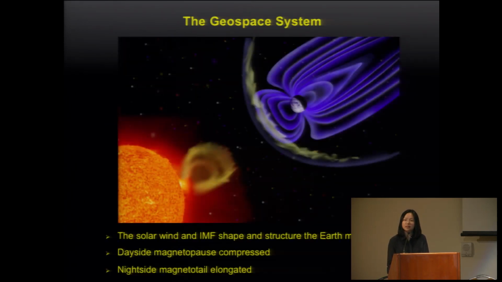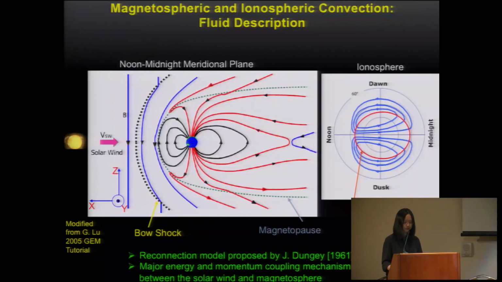The solar wind and the interplanetary magnetic field embedded with it interact with the Earth's intrinsic magnetic field. It changes the shape of the magnetosphere. The day side is compressed, the night side is elongated. There are 2 major processes for the momentum and the energy from the solar wind to transfer into the magnetosphere. The first one, and the most important one you already heard about this morning, is reconnection.